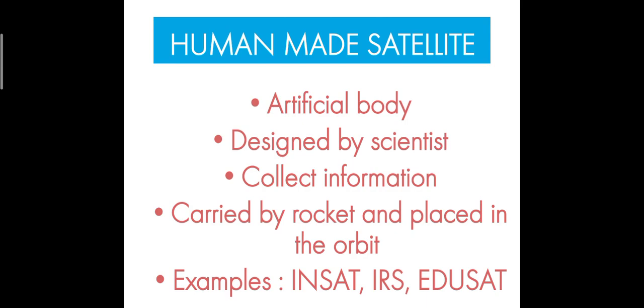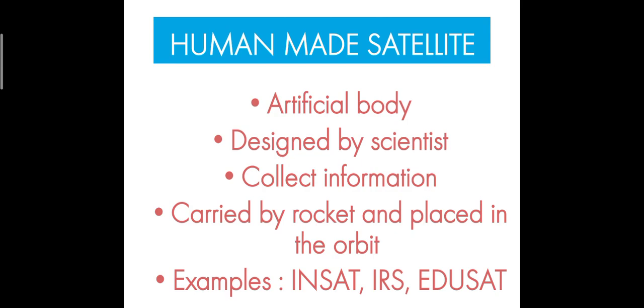Why are human-made satellites used? In order to collect information about the planets, about the solar system. So in order to collect the information, the human-made satellite is made and designed by the scientist. How does it go? How does it reach? Children, it reaches by a rocket. It is carried by a rocket and it automatically gets placed in the orbit. There it gives information to the scientists.